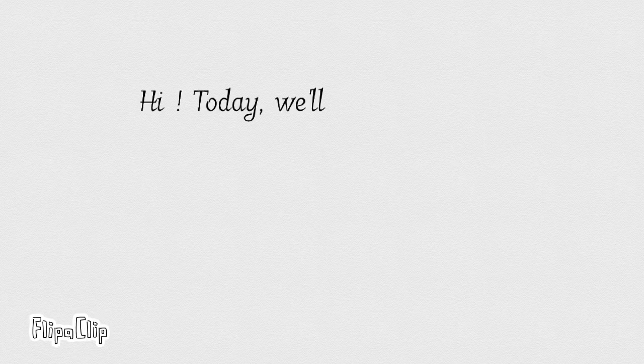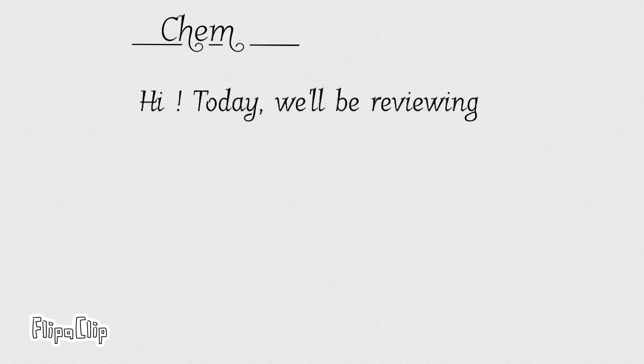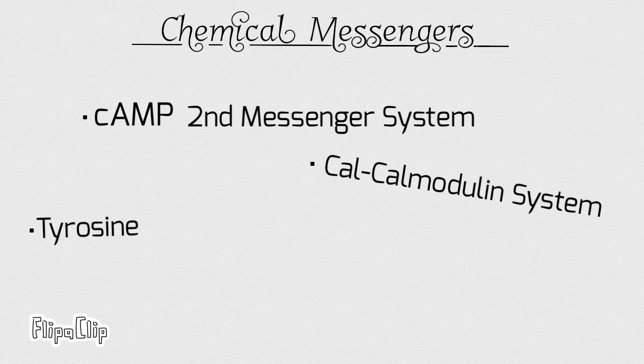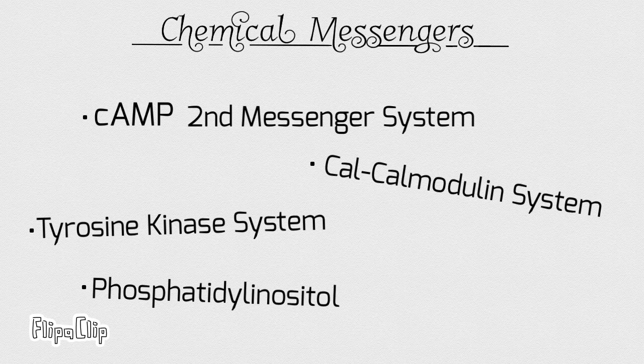Hi, today we're going to be reviewing chemical messengers. The ones we'll do in this video today are the cyclic AMP second messenger system, the calcium calmodulin system, the tyrosine kinase system, as well as the phosphatidylinositol second messenger system.